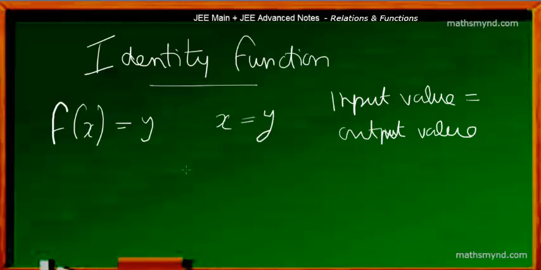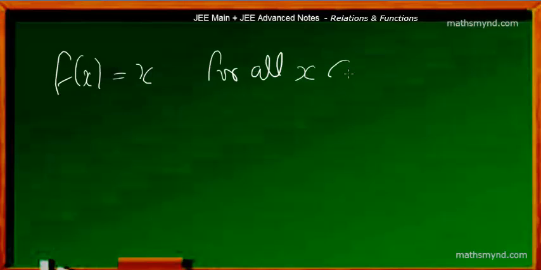So of course, an identity function is a real valued function. That's a function between the set of real numbers. And how do you represent it? It's naturally represented as f of x is equal to x, for all x is an element of capital R, that's the set of real numbers.